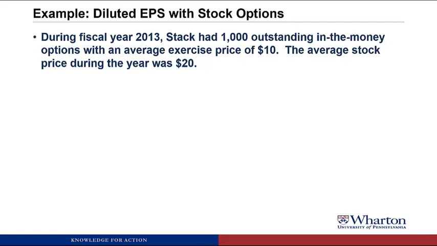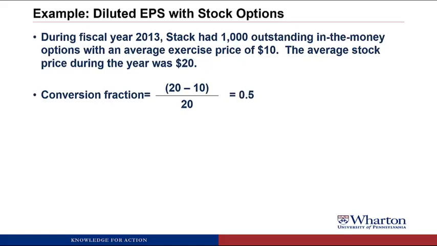If you held one of these options, you could buy the stock from Stack at $10, sell it on the open market for $20, and make $10 profit per share. Our conversion fraction is going to be 20 minus 10, so the average price minus the exercise price, divided by 20, which is 0.5.